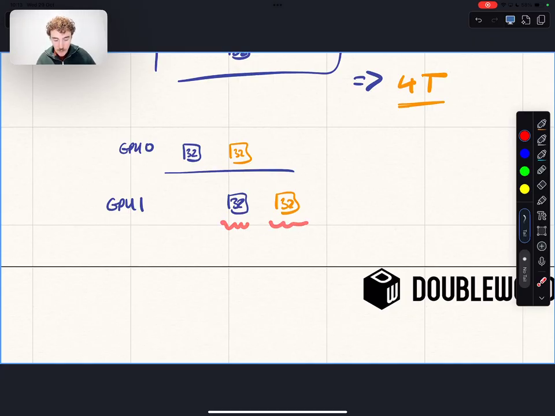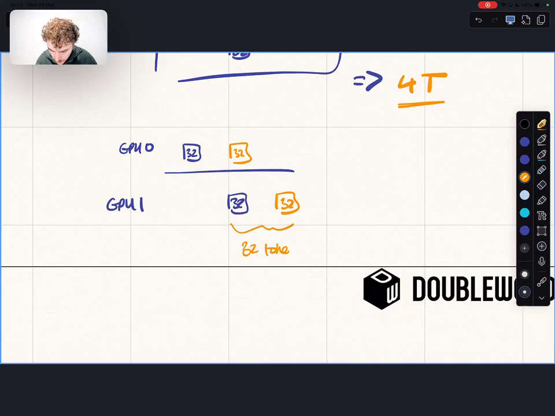But you have to do two of them. You have to do twice as many of these requests. So this is the same time step as processing 32 tokens on one GPU, but you're producing 64, so the total throughput is 2T.